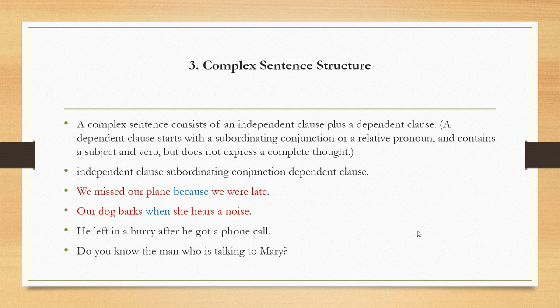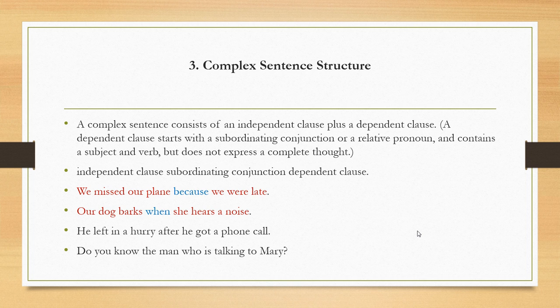Independent clause, subordinating conjunction, and dependent clause. That is the structure of a complex sentence: first we have an independent clause, then we have the subordinating conjunction, and then we have the dependent clause. We missed our plane because we were late. So we missed our plane, that is a complete thought, that is an independent clause. Because is your subordinating conjunction and we were late, that is your dependent clause. If I separate these 2 clauses, I will say because we were late. So it is not expressing a complete idea, a complete thought. Fine. So that is why we call it a dependent clause.